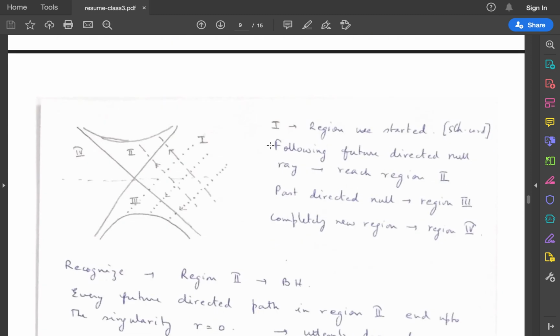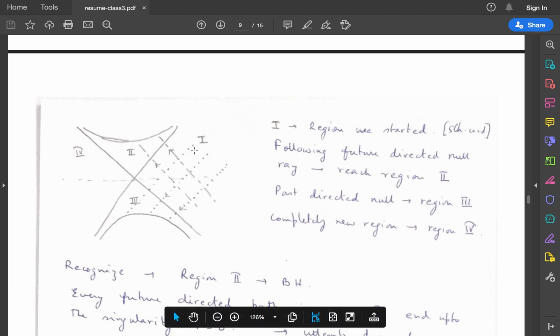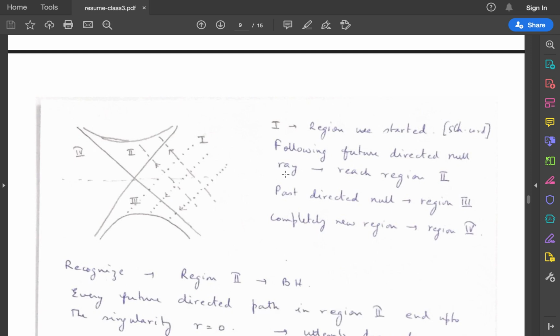Let us now draw again the Schwarzschild metric in Kruskal coordinates. This is the whole manifold that we are looking into. This is region 1, where we started in the Schwarzschild coordinates. Following the future directed null rays, we start from somewhere here, cross r equal to twice m, and keep going inward until we hit r equal to 0. So following the future directed null rays, we reach region 2, which is the black hole.